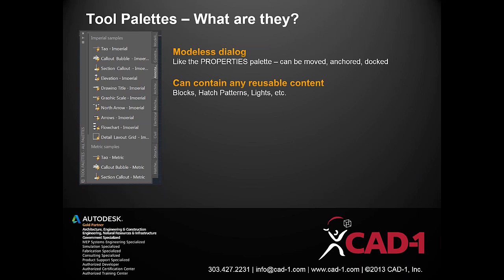As you saw a moment ago, we've got blocks. You can have dynamic blocks, you can have standard blocks, any kind of blocks. But here's something a lot of people don't know. You can also put in lights. If you're working in AutoCAD 3D or Civil 3D or any of the 3D versions of AutoCAD, and you're using rendering tools, rendering materials, you can also plug in lights. You can plug in hatch patterns. Any type of reusable content.